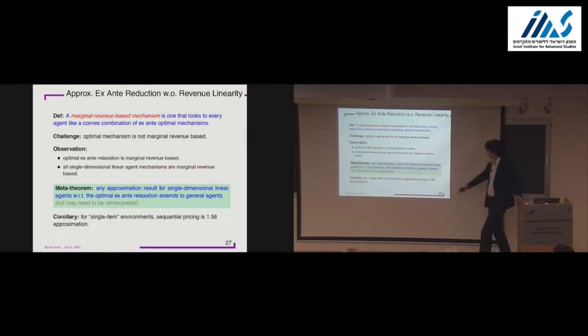Okay, so the corollary we get of this approach is basically the thing we saw on the last slide for every single item environment. My red blue car is an example of a single item environment. I have one car. I can paint it red, blue, and maybe even green, right? That's a single item environment. And the sequential posted pricing from the previous slide is going to be this e over e minus 1 approximation. That's an example of this meta theorem.